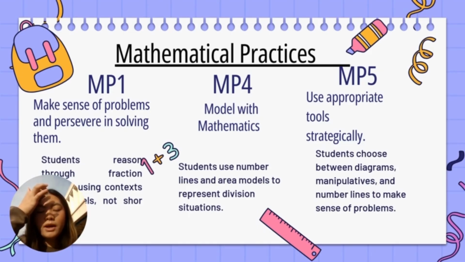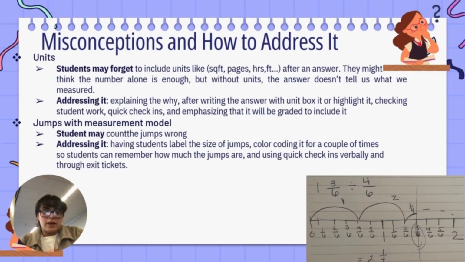Our mathematical practice number five is use appropriate tools strategically. This is when students can choose between diagrams, manipulatives, and number lines to make sense of the problems. These are the misconceptions and how to address them.